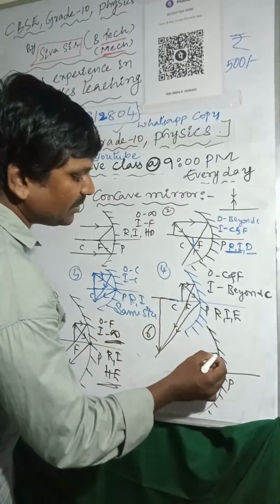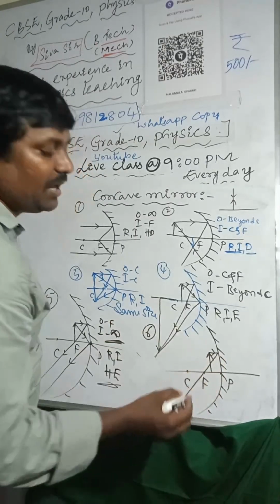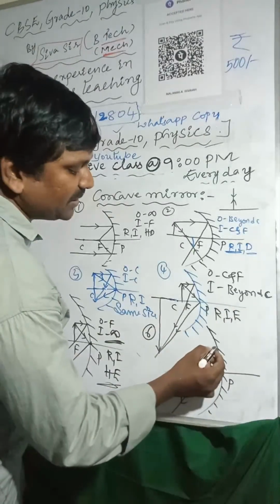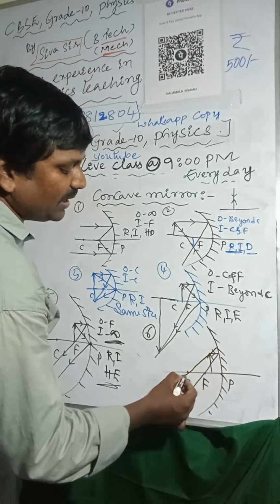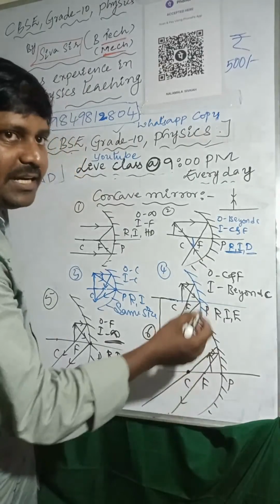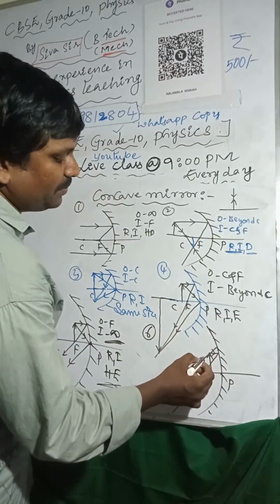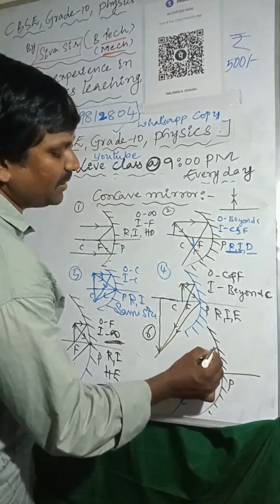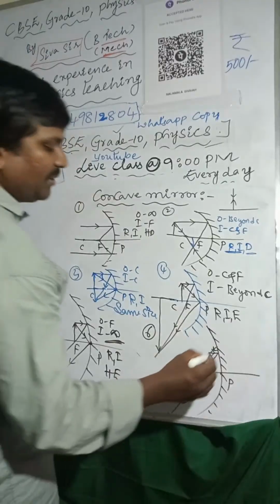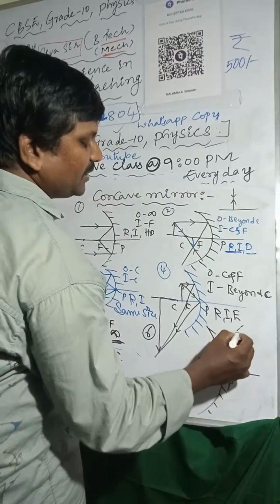How many light rays are required to form the image of the object? Minimum 2 light rays are required. I am taking one light ray through focus, another light ray through center of curvature. If you extend those light rays, they will meet behind the mirror, which means the back side of the mirror. In this case, the image will form here.